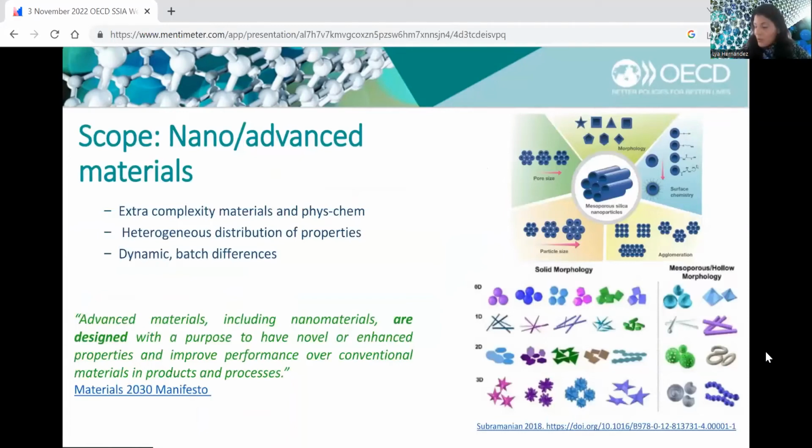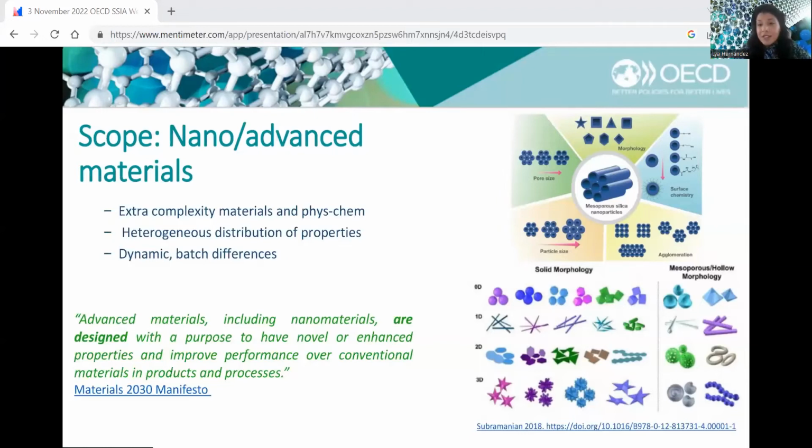Continuing with the scope, why are we doing something separate with nano and advanced materials? For those of you who are not familiar, when we talk about nano, there's an extra complexity associated, because they have extra physical chemical properties that may affect toxicity. We have to look at physical chemical properties such as pore size, morphology, surface chemistry, agglomeration, and particle size, and this also creates heterogeneity in the distribution of properties. You may have batches with different nanoforms, different sizes, and different properties, which makes it complex. And the questions that we try to ask, for instance, are what these extra physical chemical properties are doing, and do they have an impact on toxicity?